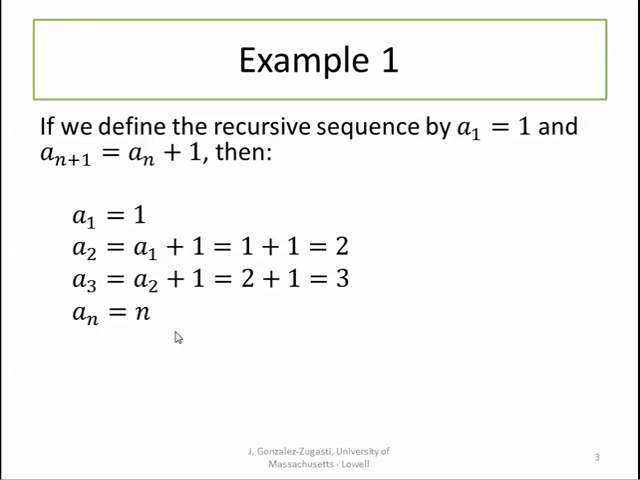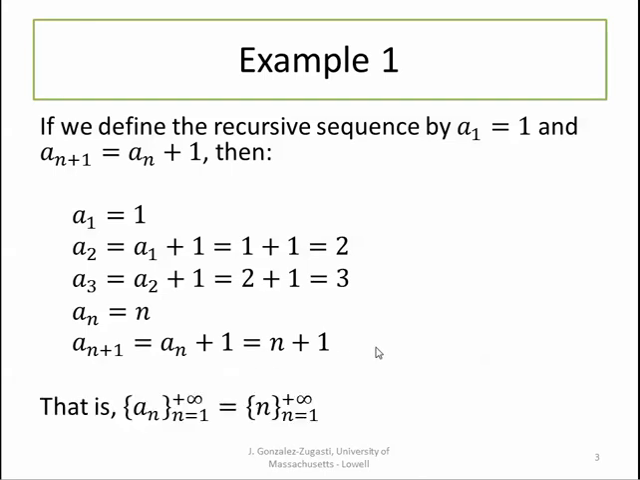Let's check that we're right. If we're correct, then a sub n plus 1 will be equal to a sub n plus 1, which is n plus 1. Okay, and that follows the pattern. So if we want to write out our sequence, our a sub n, it's really easy to write it as just the sequence n.